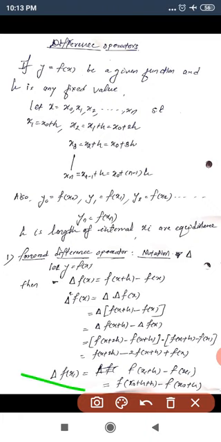Now del of f of x1. What is f of x1? Which is y1. So del of y1 is equal to what?